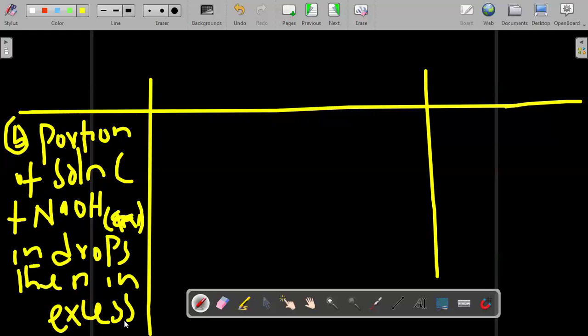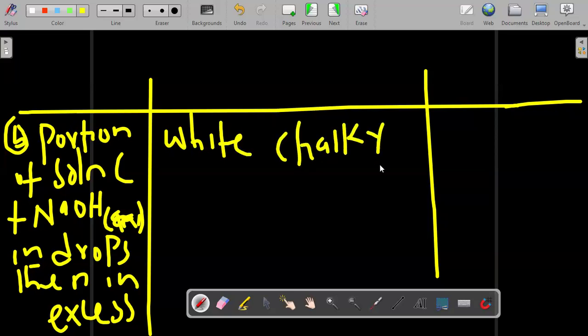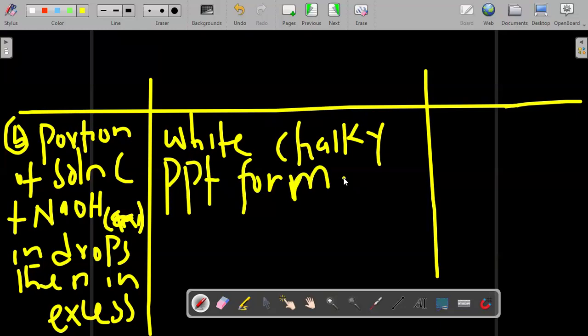So what will I observe? I'm going to observe a white chalky appearance. It looks like chalk. I don't know if you have seen where they dissolve chalk in water before. When you dissolve chalk in water, you hold it, it will look like it will stay in your hand, and that's how the solution will look. White chalky PPT form. Okay, white chalky PPT form.